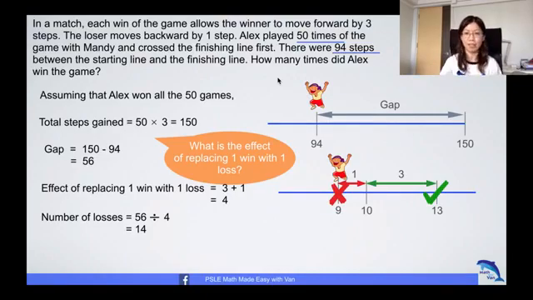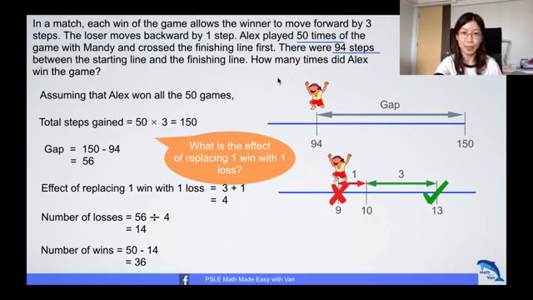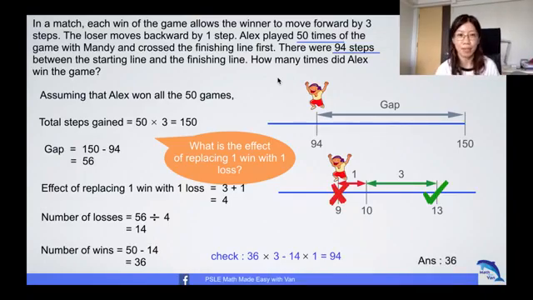If there are 14 losses, the number of wins will be simple because there will be 36. And then you can do a check: 36 times 3 minus, since 14 losses, 14 times 1. That will give you the answer, 94. So, 36 wins in this game.